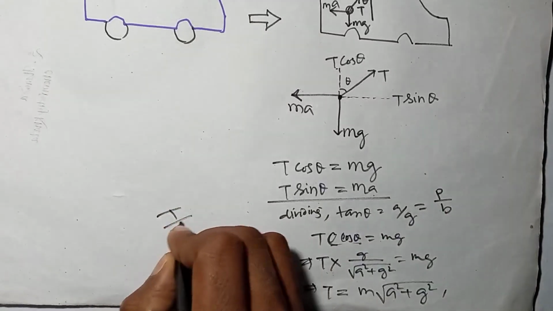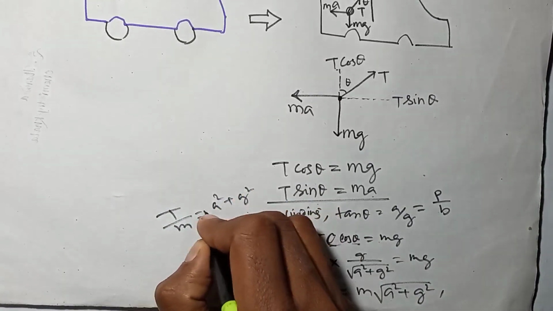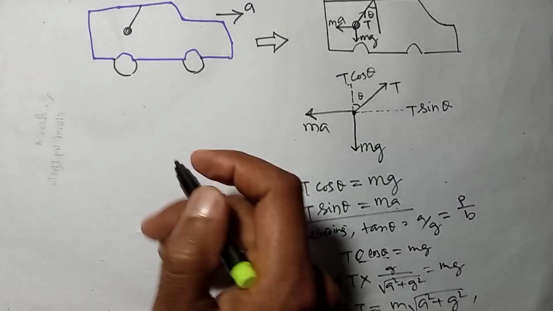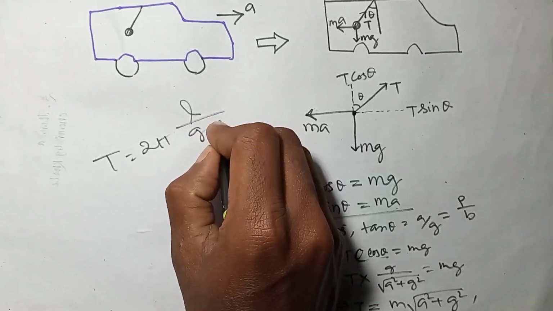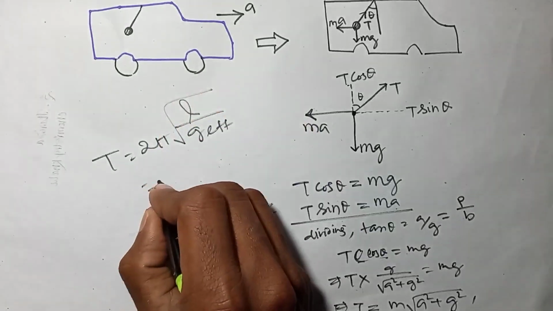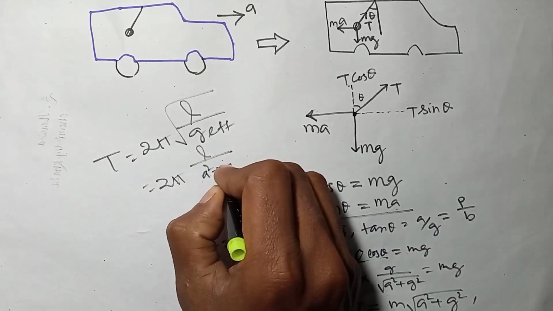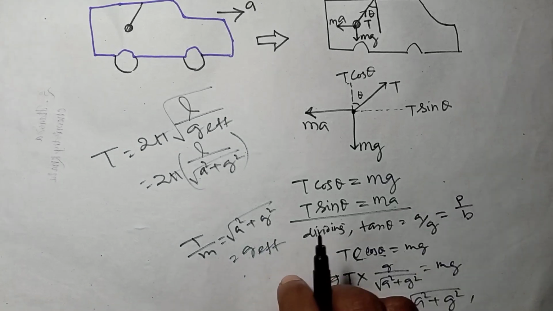Now T upon m will be root over a square plus g square, and that is nothing but your g effective. So the time period will be 2 pi into root over L upon g effective, which is 2 pi into root over L by root over a square plus g square. This is the time period of this simple pendulum.